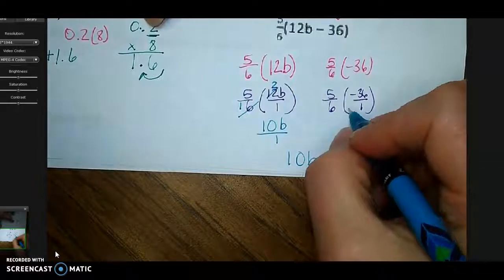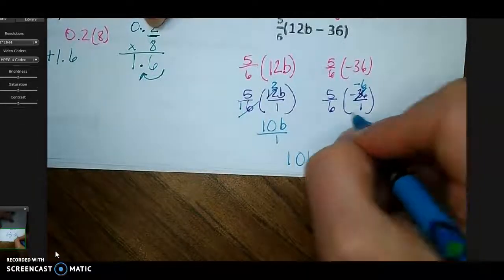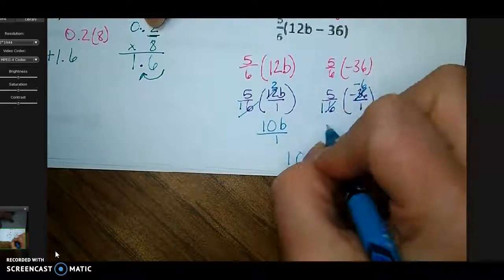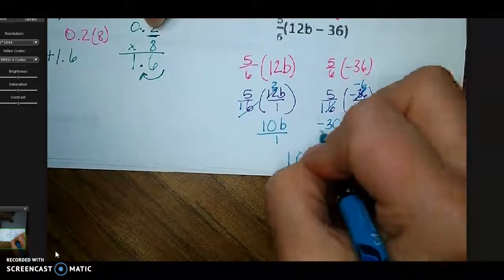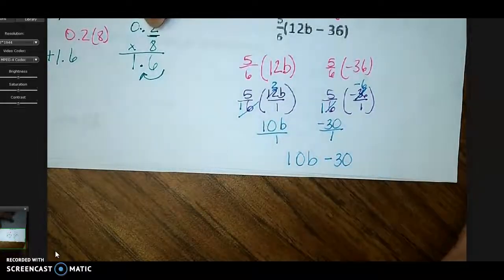Over here I can also reduce. When I reduce this, I've got to make sure that I keep it negative when I reduce it. So 5 times negative 6 is negative 30 over 1, which just means minus 30.